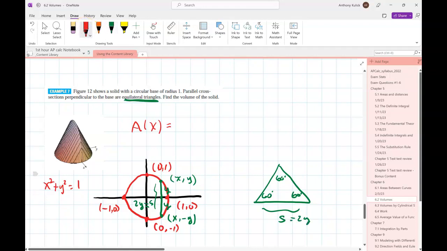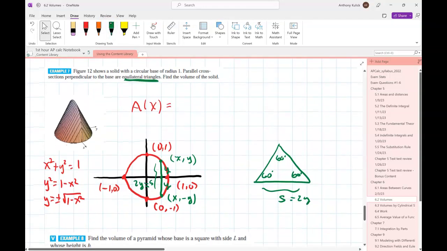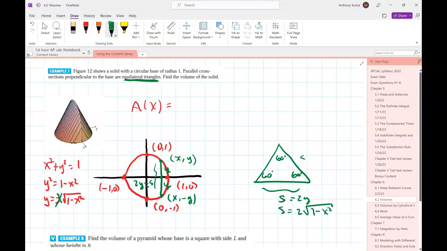So what I'm going to do then is solve my x squared plus y squared equals 1 for y, so I have a side length for that. We can subtract the x squared from both sides, square root both sides, and we have plus or minus square root of 1 minus x squared. Since s is a distance, I can drop the plus or minus and just call it positive. Everybody's okay with that?